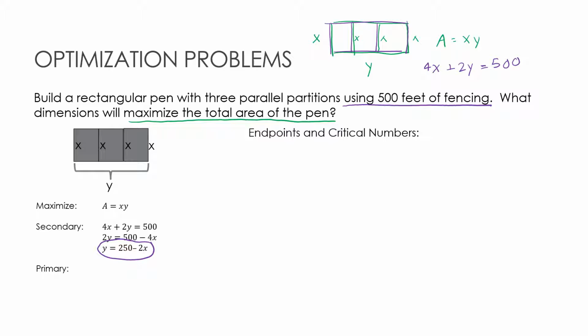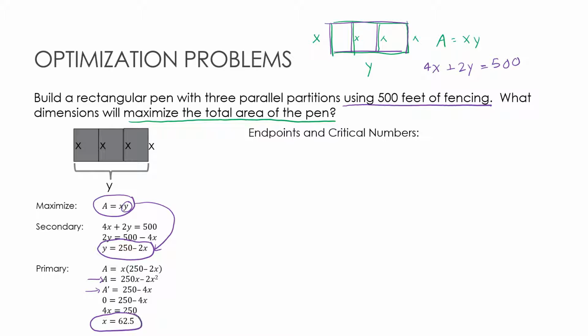Now I go back to my primary equation, which of course is what I'm trying to maximize. And what am I going to do? I'm going to replace y with what y is equal to. So again, I've shown that work here. Once I've done that, then I find the derivative of that. So the derivative got me down to x equals 62.5, excuse me.